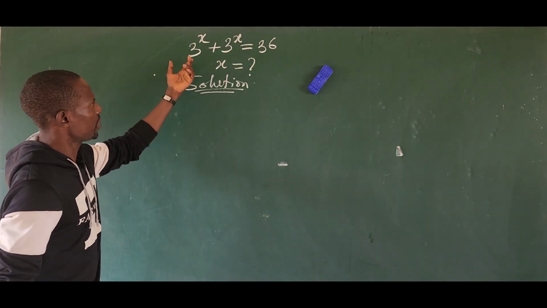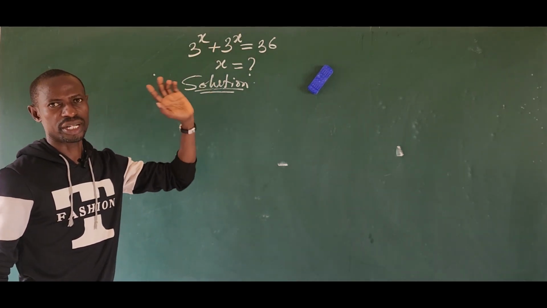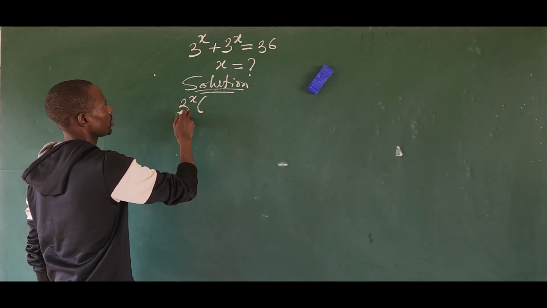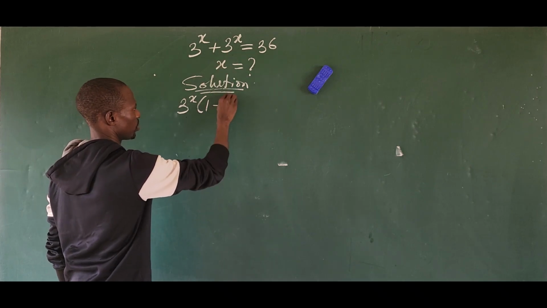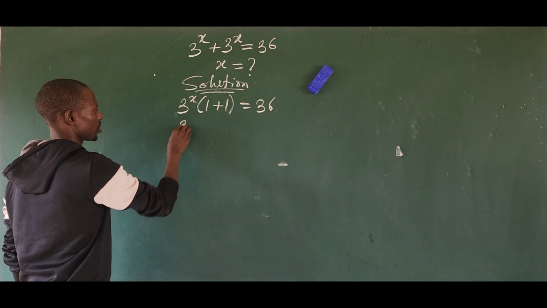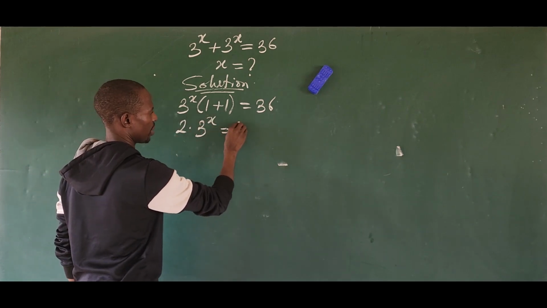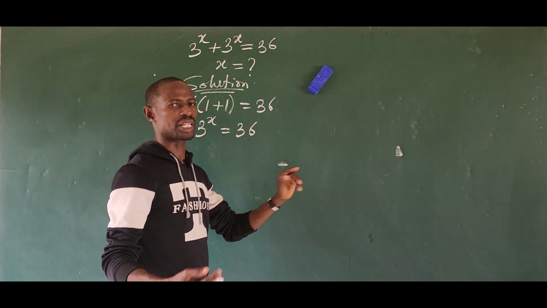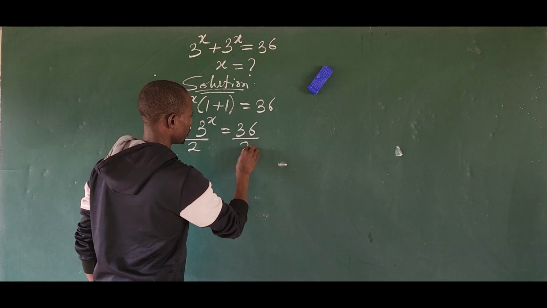Since we have 3 to the power of x here and 3 to the power of x here, we just have to factor 3 to the power of x out. If we do that, we use 3 to the power of x to divide this, and we are left with 1 plus 1 in the bracket equal to our 36. So this gives us 2 times 3 to the power of x equal to 36. Now 2 can divide 36, so we just divide by 2, and we have this all over 2.